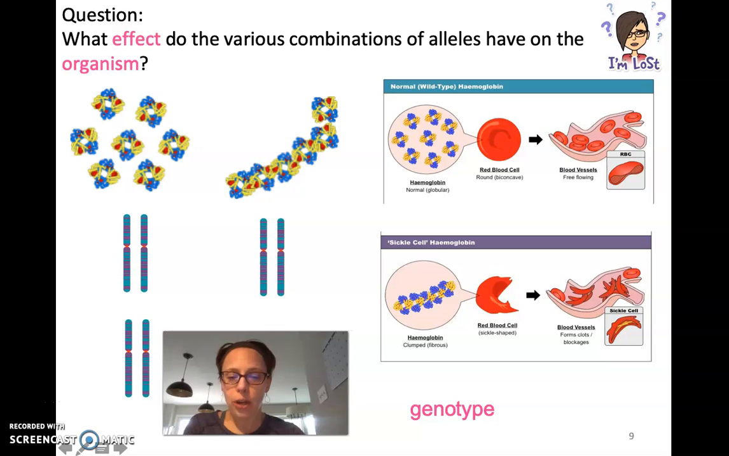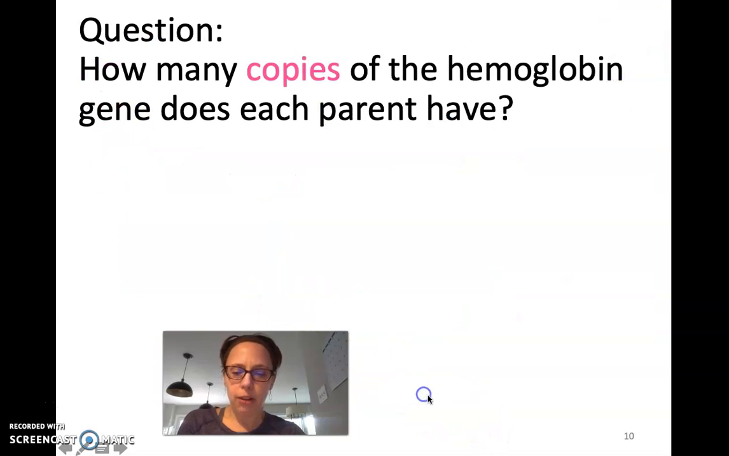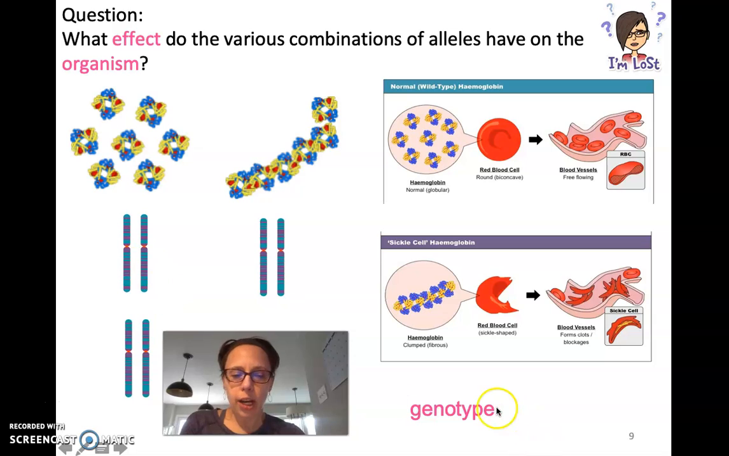That combination, we have a term for that in biology, and that's called genotype. So let's write down the word genotype and write down some examples of genotype. A genotype could be big A. That's a genotype. Down here we have big A, little a. That's a genotype. And then over here we have little a. That's a genotype.